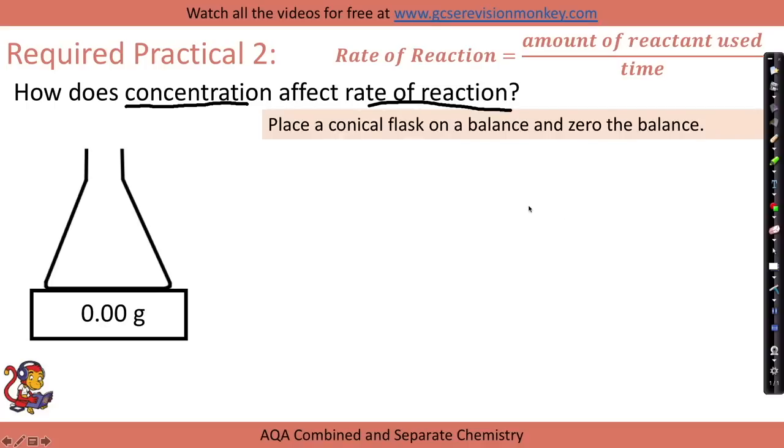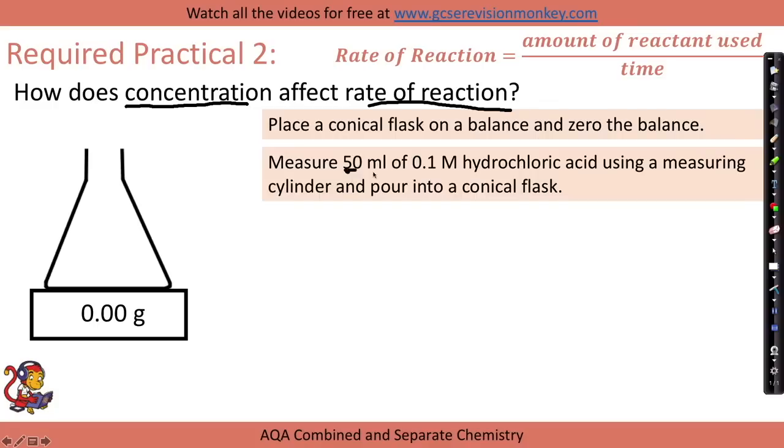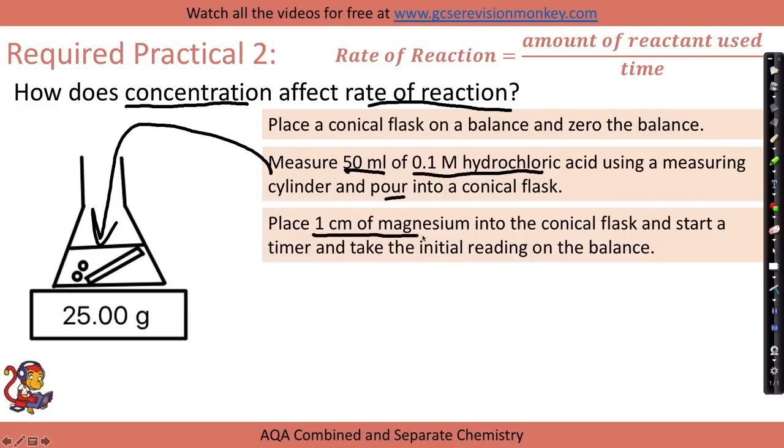So we start off by placing a conical flask on a balance and zeroing the balance. We would then measure 50 ml of 0.1 molar hydrochloric acid and pour this into the conical flask. And we then place 1 centimetre of magnesium into the conical flask and start a timer. We take the initial reading on the balance as well, so we're starting off with a mass of 25 grams.